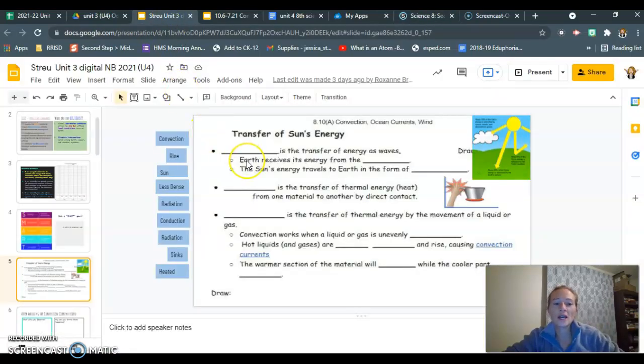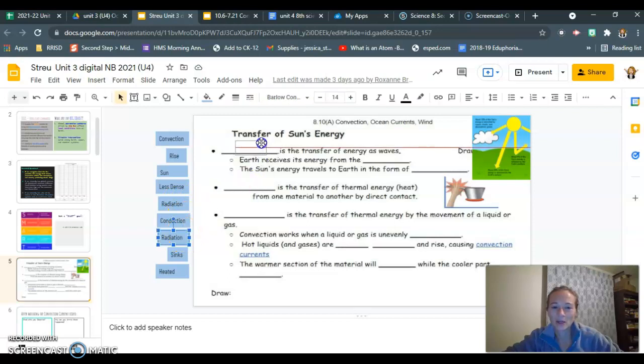Okay, so we're going to go through slide 5 in your digital notebook. Let's see. Radiation is what we're starting with. Radiation is the transfer of energy as waves. The Earth receives its energy from the sun. I think you knew that. The sun's energy travels to the Earth in the form of radiation.